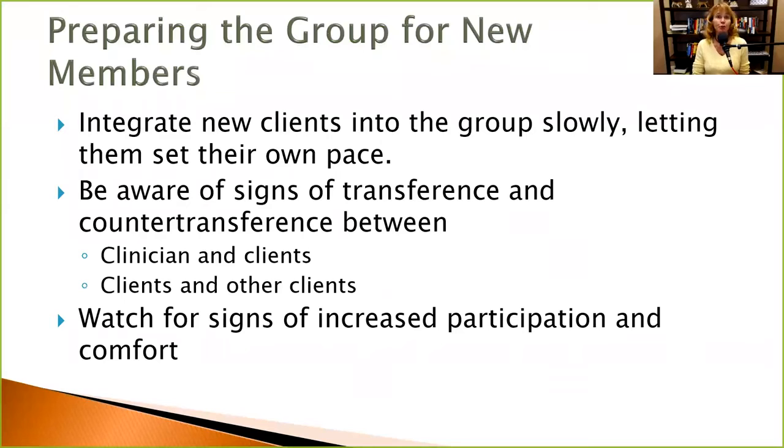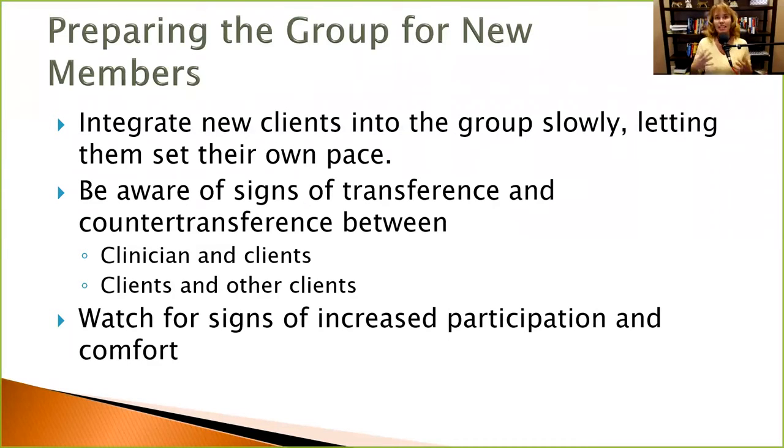Preparing the group for new members, and we don't often do a good job of this. Some people do. So take it for what it is. I know initially I didn't. I try to be a lot more careful about it now, because the groups that I've always run have been rolling admission groups. I've never had a closed group, so I just expected new people every day, and I expected people to go away every day, and that's kind of the way it was.